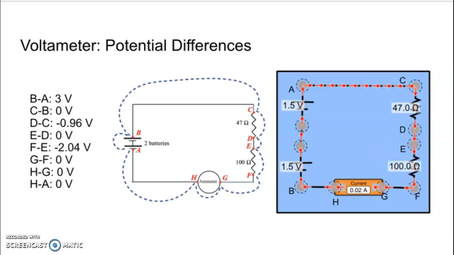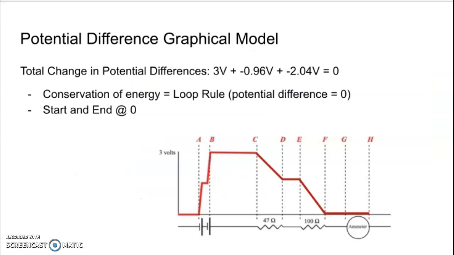Moving on to this idea of potential differences, we calculated them all throughout the circuit. You can see them modeled on this graph versus actually modeled within the computational circuit. The main takeaway from this is that if you add up all the different potential differences, the total change is 0. This is the idea of the loop rule, which is conservation of energy. So you start and you end at 0.